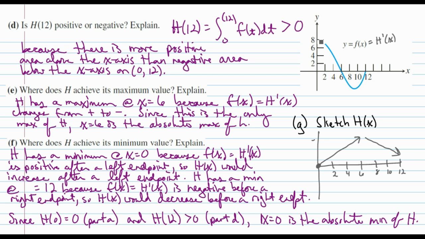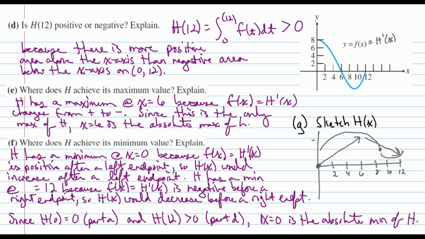Now concavity. The derivative of h is decreasing, so concave down, between 0 and 9. So we've got an inflection point here at 9, all concave down there, but then increasing from 9 to 12, so we're going to go concave up from 9 to 12.